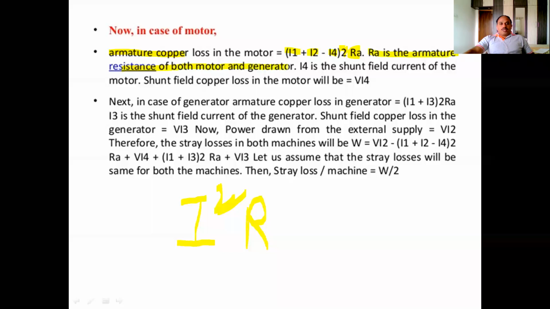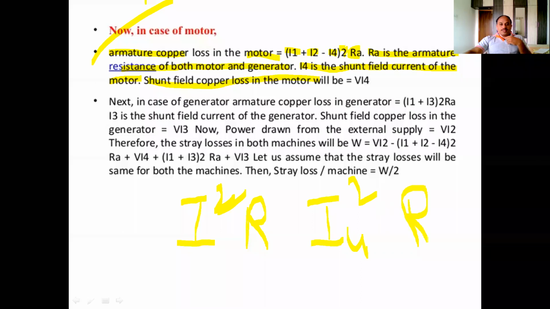RA is the armature resistance of both the motor and generator. Because both machines are identical, the armature resistance is almost the same, so we take the armature resistance of both machines as equal to RA. I4 is the shunt field current taken by the motor, and I1 plus I2 is the total current taken by the motor. Therefore, shunt field copper losses means shunt field current square, that is I4 square into shunt field resistance RSH of the motor.